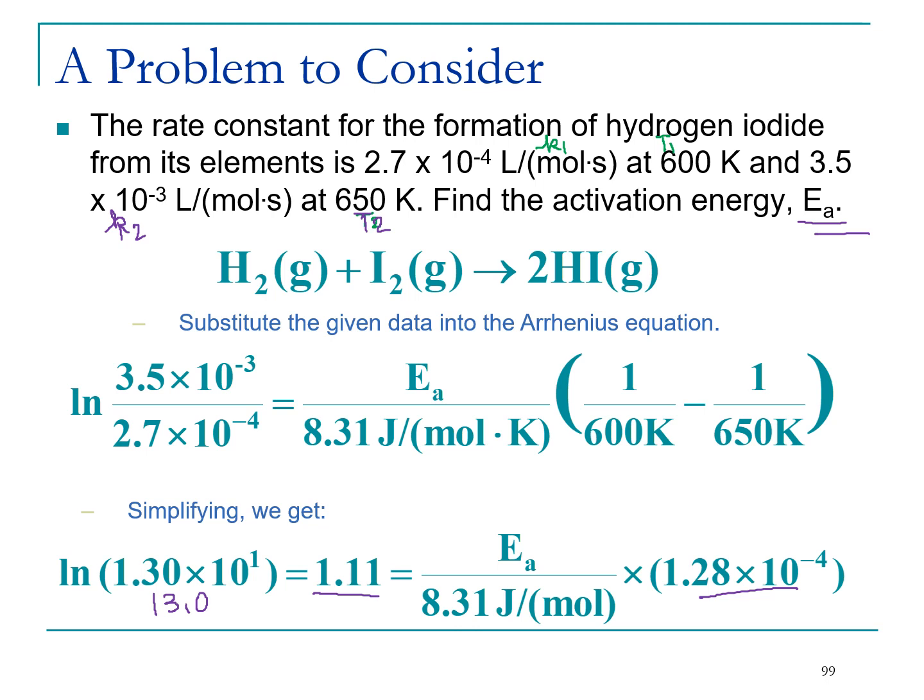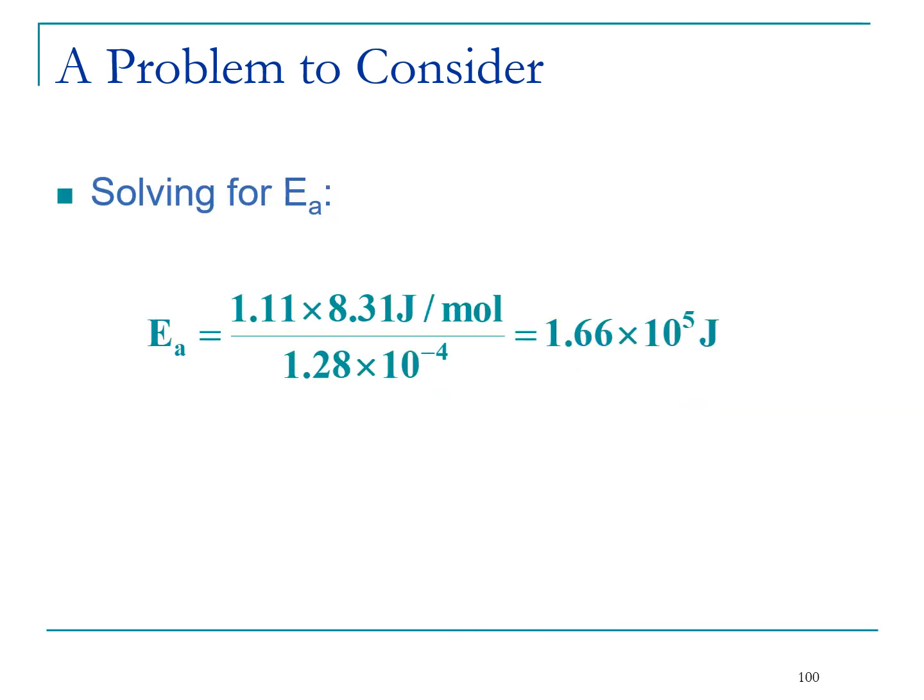So if we just rearrange and solve for Ea, you can see that Ea equals 1.66 times 10 to the 5th joules. And that's the same unit that R was, so it's actually joules per mole. If you wanted to convert that to kilojoules, that'd be 1.66 times 10 to the 2 kilojoules, dividing by 1,000. But it didn't ask you to, so don't worry about it if you don't want to.